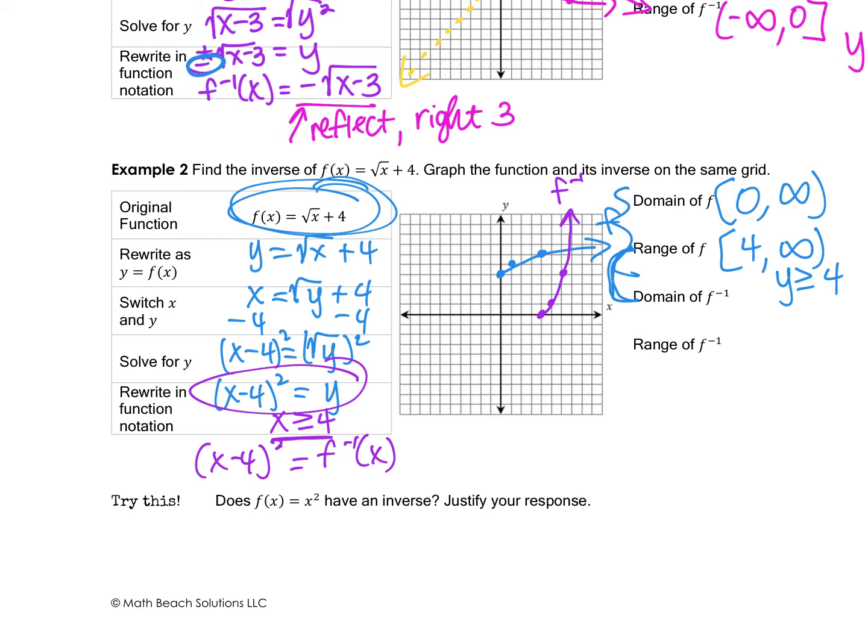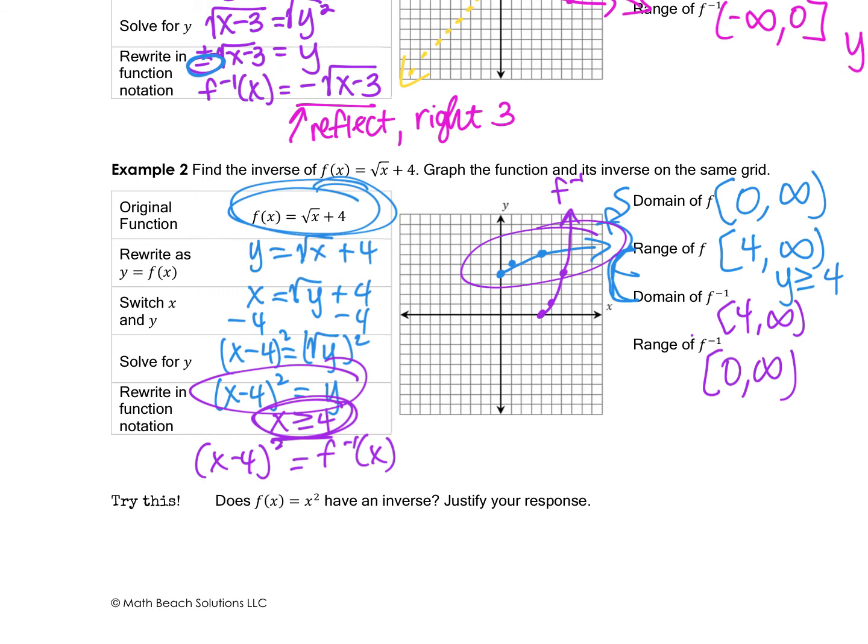So you're only graphing half of that parabola because remember, here's my square root graph and it's only half of it. So you have to have a domain restriction on the parabola one in order to match your square root graph. So let's find the domain. We know the domain is going to be 4 to infinity, or x is greater than or equal to 4. And then the range is going to be 0 to infinity. So again, your domain and range switch on your inverse.